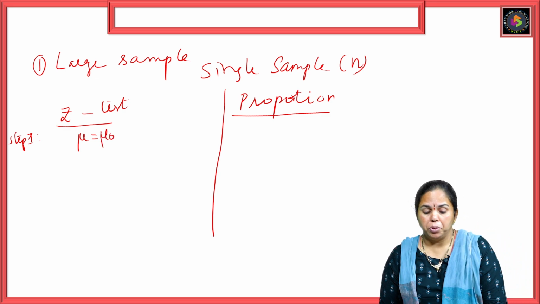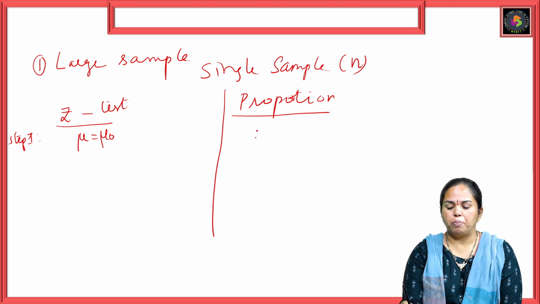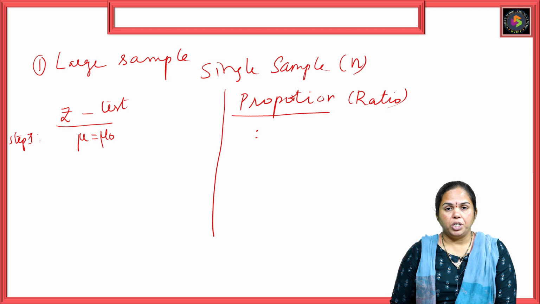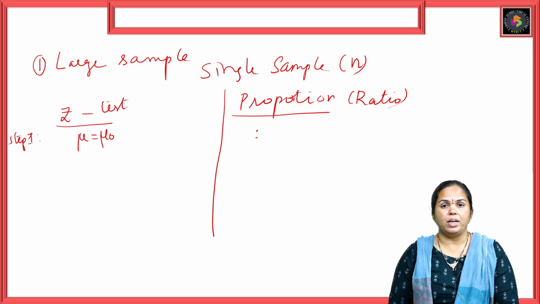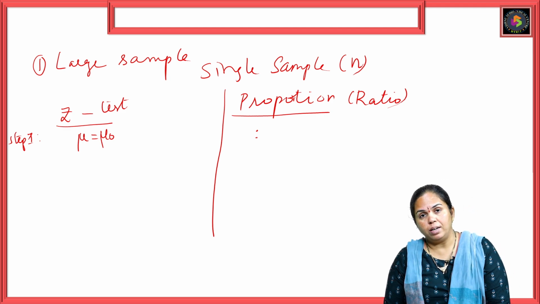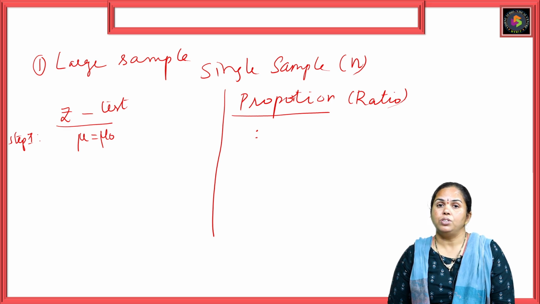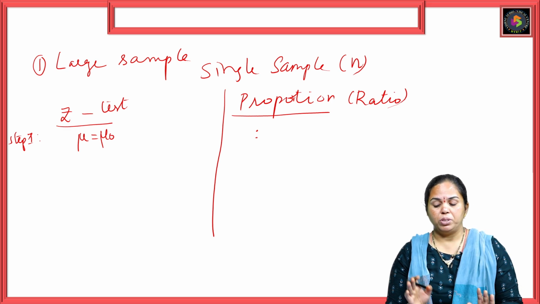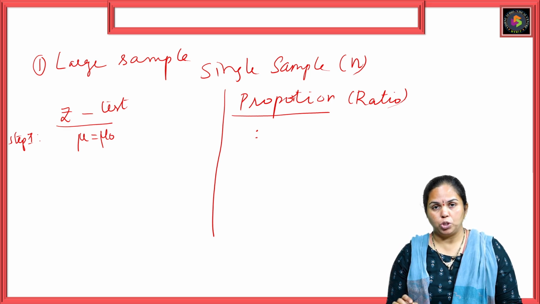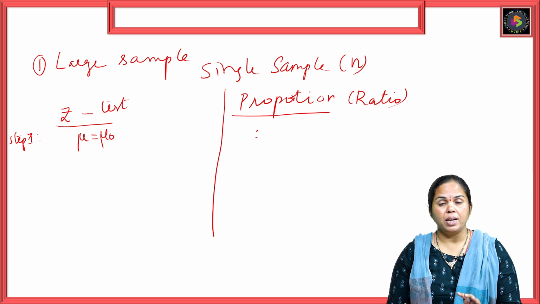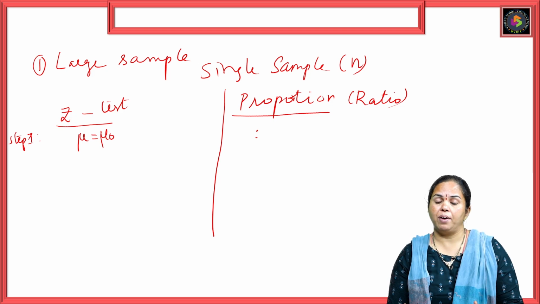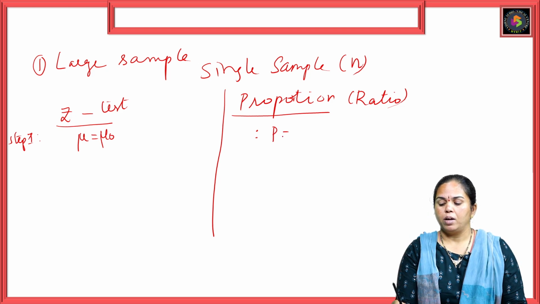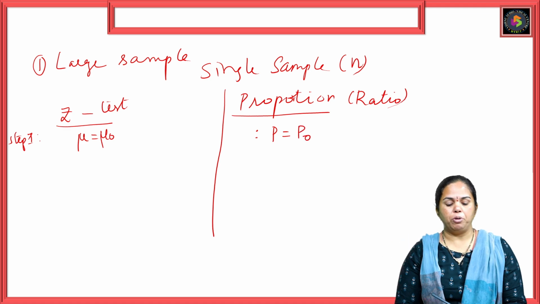Mu equal to mu naught. And here also you can write proportion. Proportion means nothing but ratio. So ratio means what? Area. So in that area, what is the strength of ladies and what is the strength of gents? So that can be characterized into a ratio. So whenever we talk about the ratio, in your mind, you should have proportion test. Whenever we talk about the mean and if it is a large sample, you should have in mind Z test. So mu equal to mu naught and proportion means P equal to P naught.